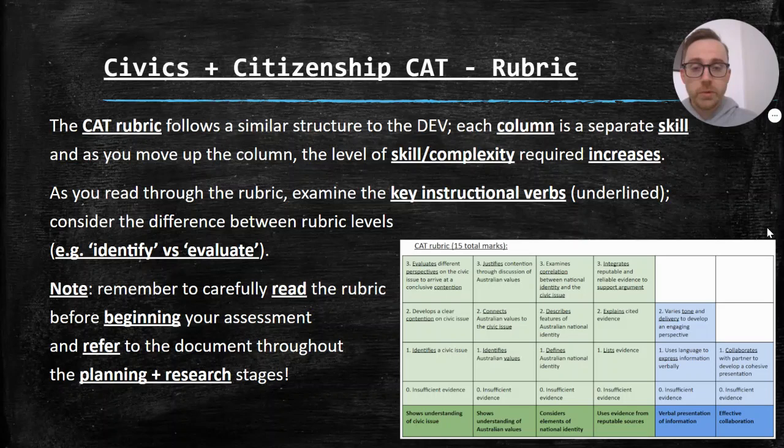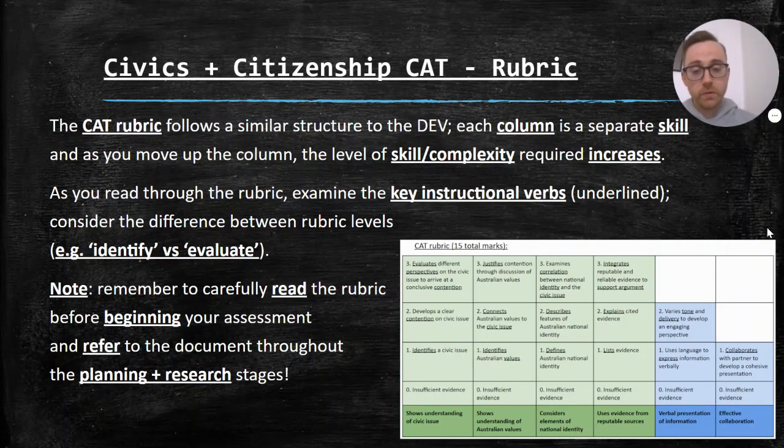Now, as you read through the rubric, I want you guys to examine the key instructional verbs. So we've usually underlined them there. So explain, justify, connect, identify, define. Consider the difference between the different terms and the different rubric levels.